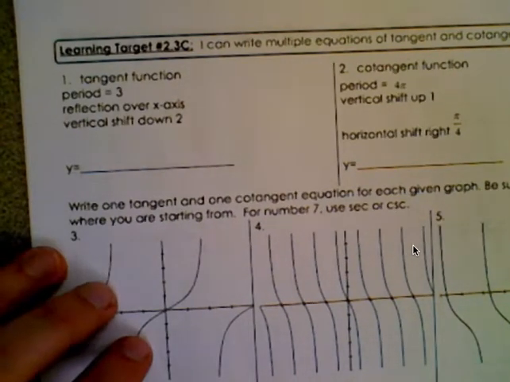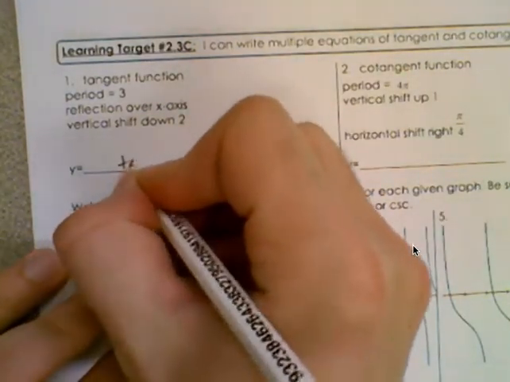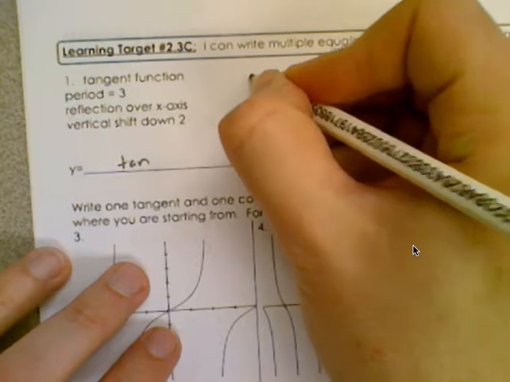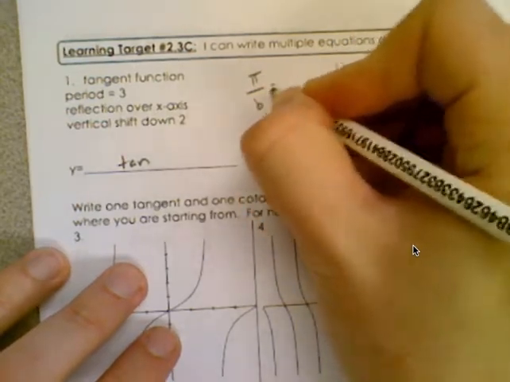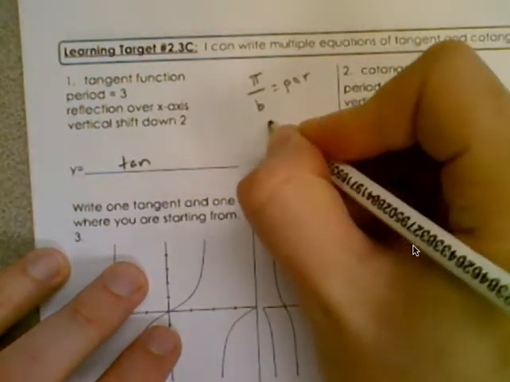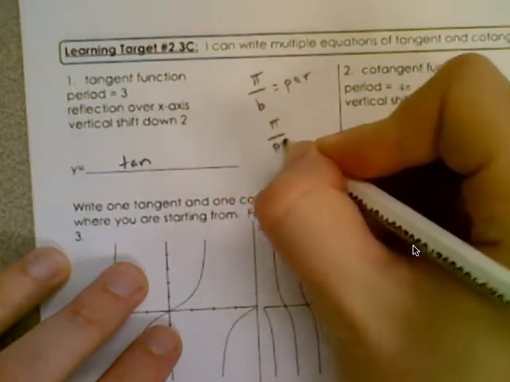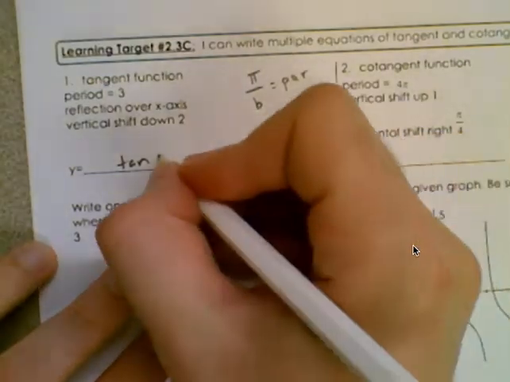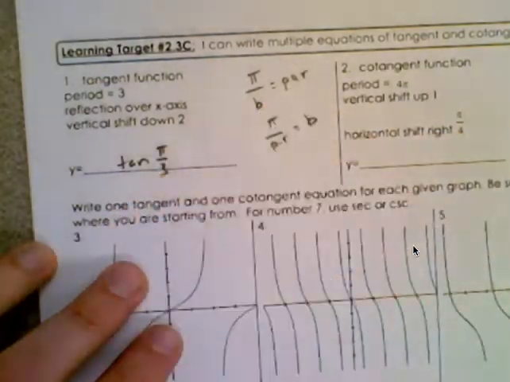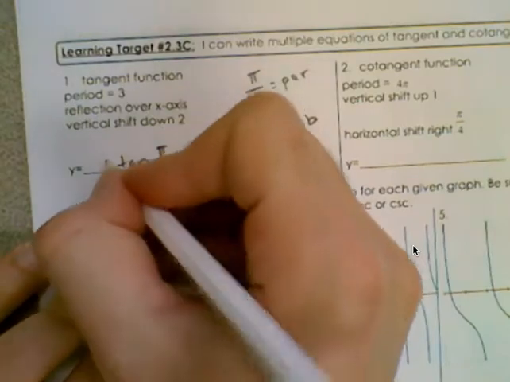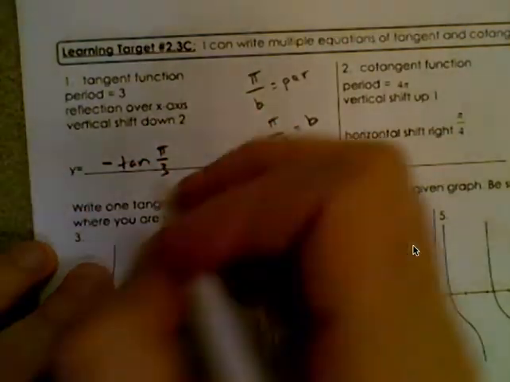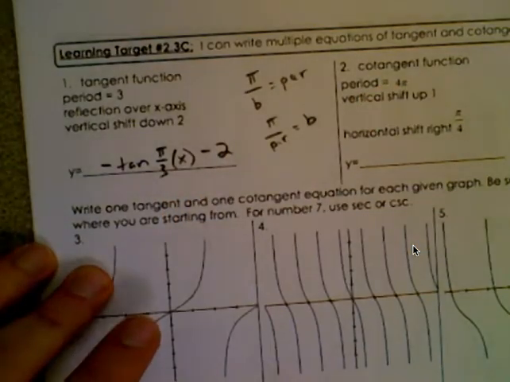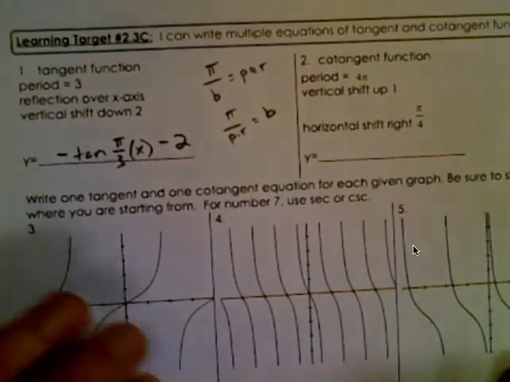So we're supposed to write a tangent function, so that's easy, tangent. It has to have a period of 3, and so you need to know that pi over b equals the period, or that pi over the period equals b. So since we know the period is 3, we know our b value is pi over 3. It's supposed to be reflected over the x-axis, so that should be negative. We're going to need an x here, and it needs to be shifted down by 2. That's it.